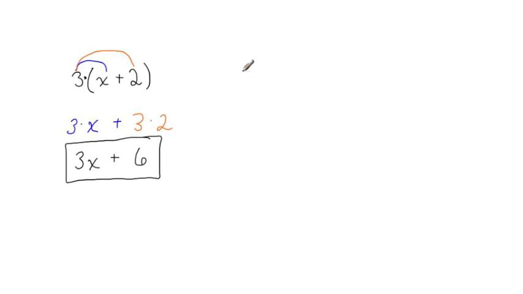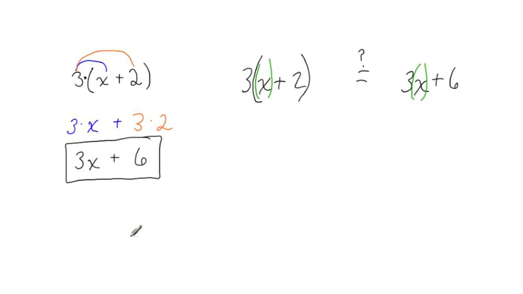So here's what we're trying to show. We're trying to see whether 3 times the quantity x plus 2 is indeed equal to 3x plus 6. Because when I simplified, what I'm saying is that as I go from each step to the next step, I'm not changing the value. Well, what I'm going to do to test this is I'm going to pick a value for x. And no matter what value I pick for x, once I simplify the left side and I simplify the right side, they should be the same.